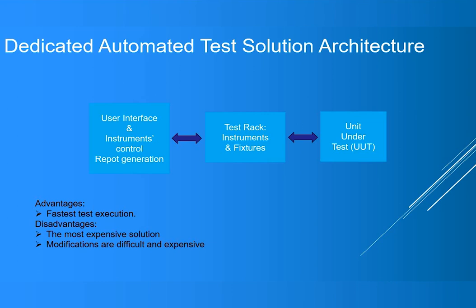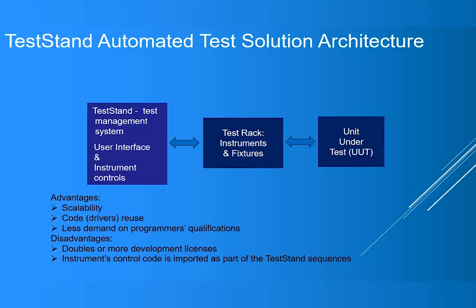This software application has both advantages and disadvantages. Its advantage is the fastest test execution because the application's overhead is minimal. A disadvantage is that it is the most expensive solution and its modifications are difficult and expensive. Disadvantages of the dedicated test solution architecture are impeding the development of complex tests, especially where debugging and tuning become very time-consuming. Because of this, National Instruments, or NI, came up with the TestStand Automated Test Solution Architecture.